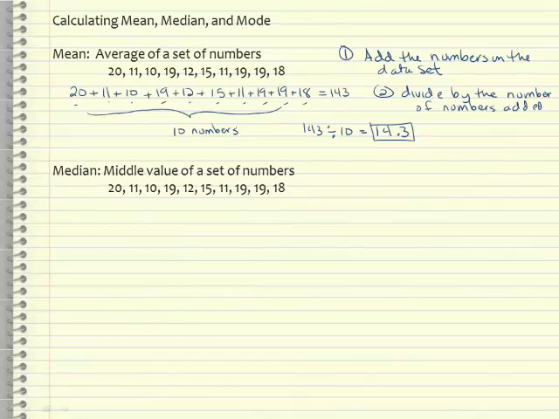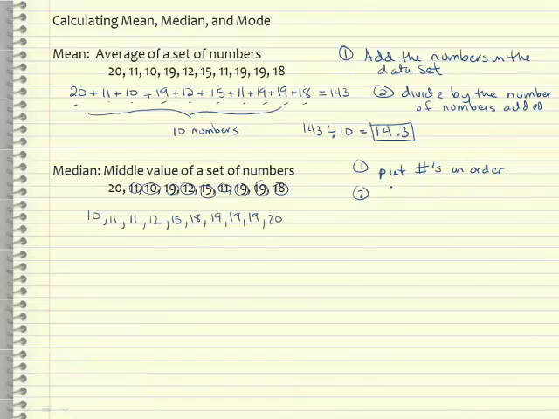The median is the middle value of the set. So step 1 is to put the numbers in order. So I start with the smallest number, that's 10. And then I have 2 11s. I have a 12. Then a 15. Then an 18. I have 3 19s. And a 20.